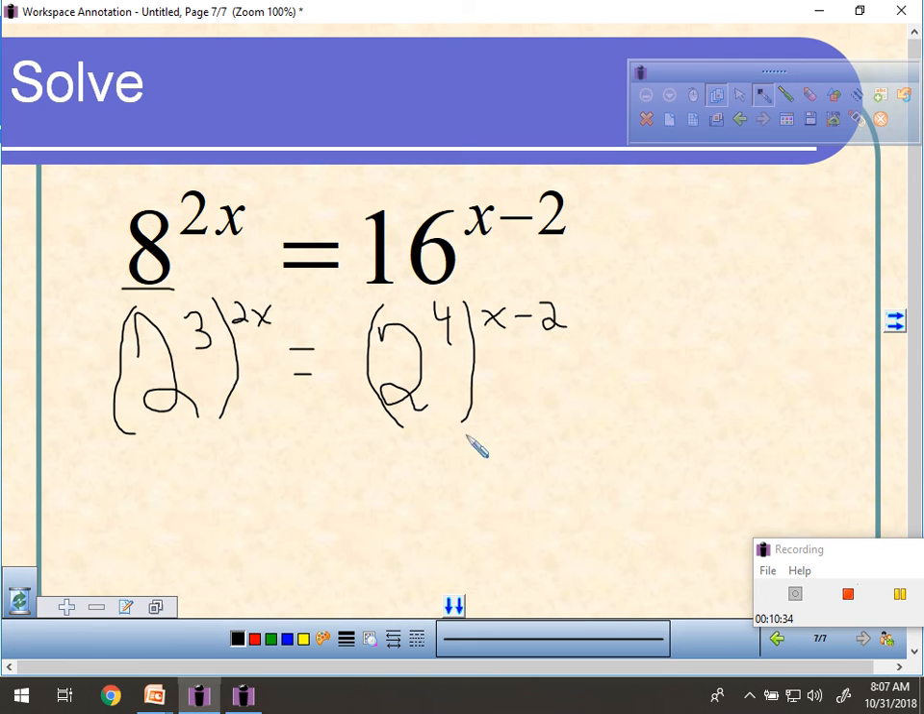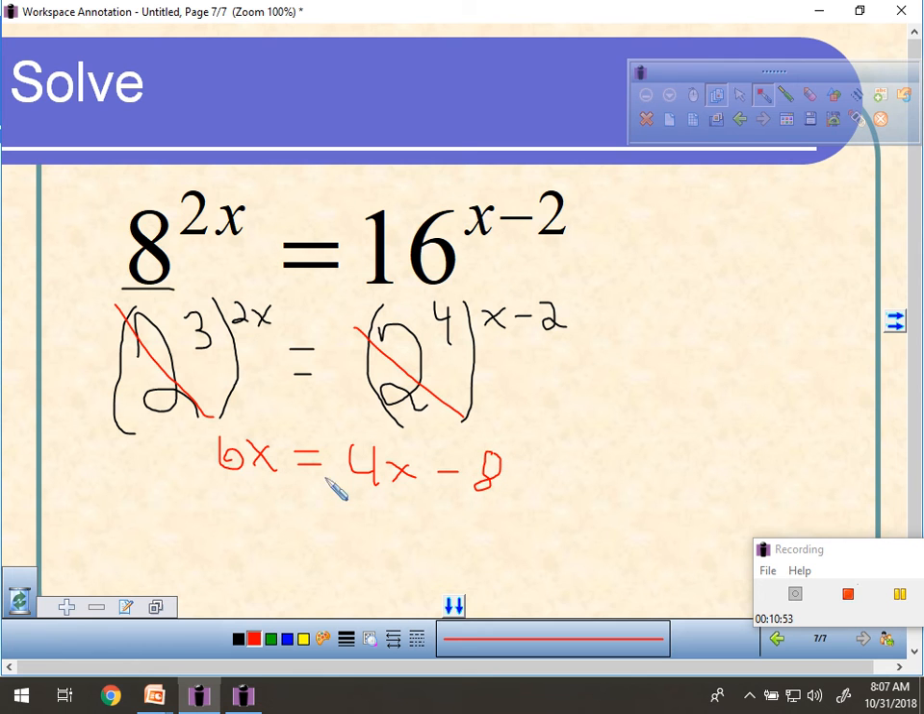And so again, in my opinion, that's the most difficult part. Make sure you get the bases the same, because once you do that, then it's just simply crossing them out, and then making sure you distribute. So here I'd get 6x equals 4x minus 8.